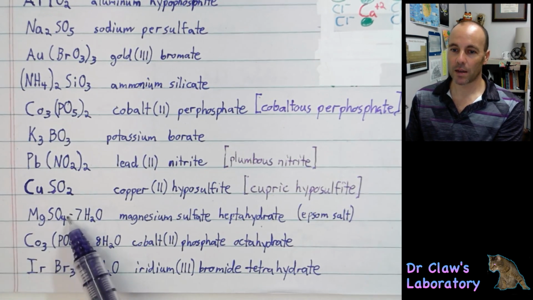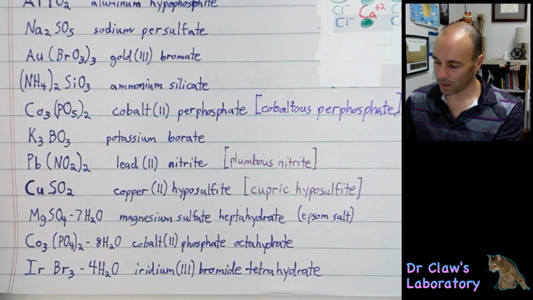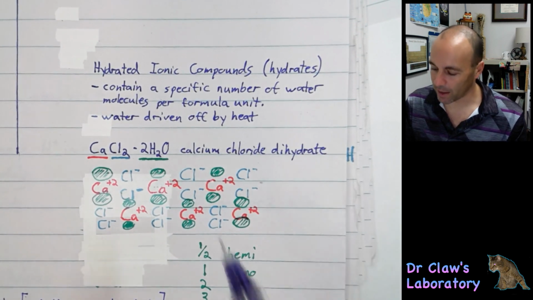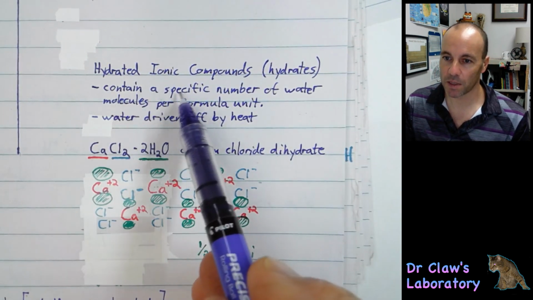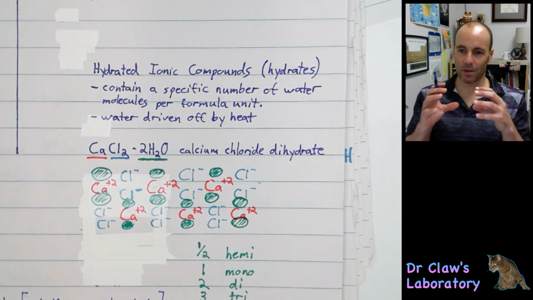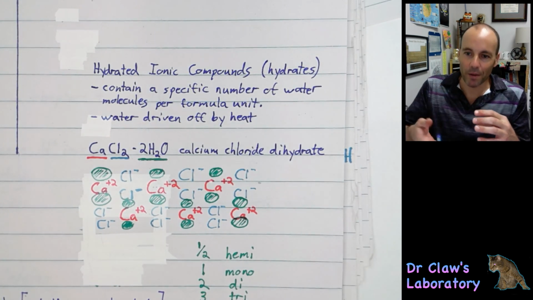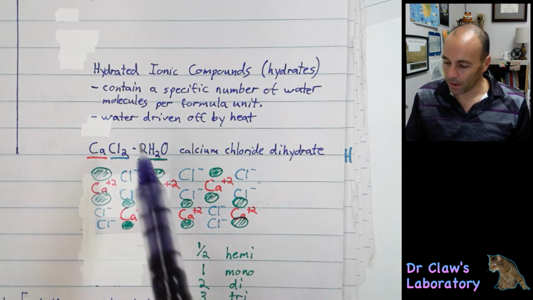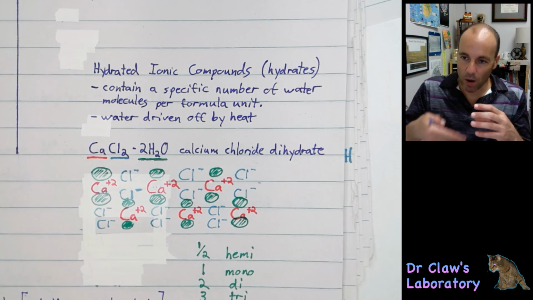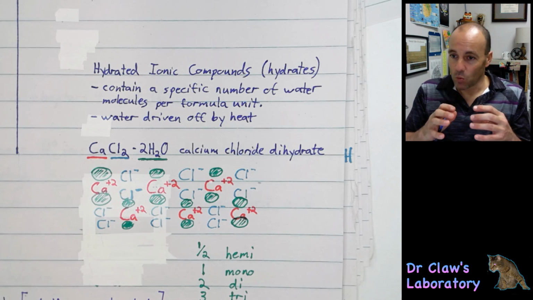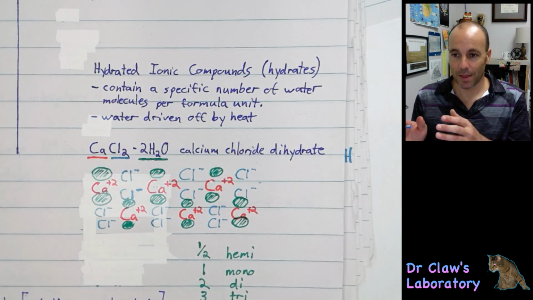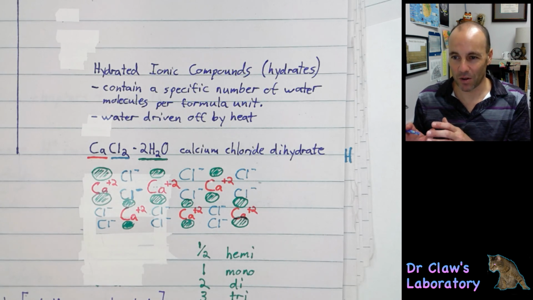Sometimes you will see ionic compounds with waters attached. So let me show you a little bit about what I'm talking about. These are called hydrated ionic compounds, or hydrates. And these contain a specific number of water molecules per formula unit. Now, think of a hydrate as you have a salt, which is your ionic compound, but there's also water in there, okay? And this water doesn't mean the compound is wet. It's still a solid normally, but it just has water in the material, okay? And this water can be driven off if you heat up your ionic compound, and then you'll be left with the anhydrous, just the ionic compound alone without the water.